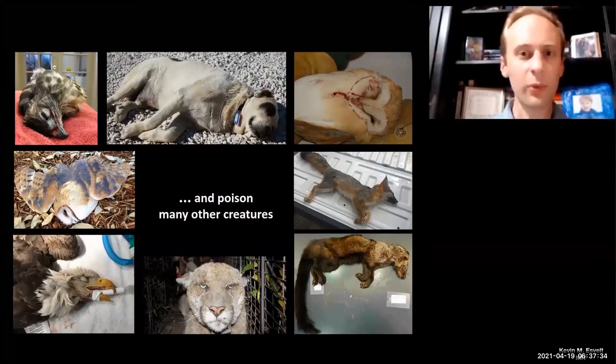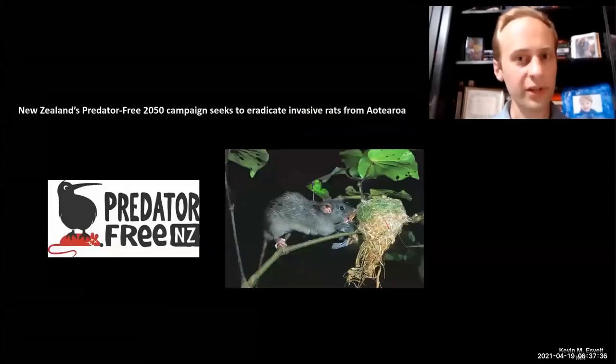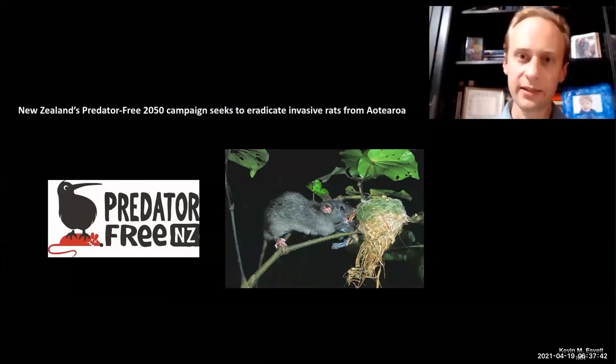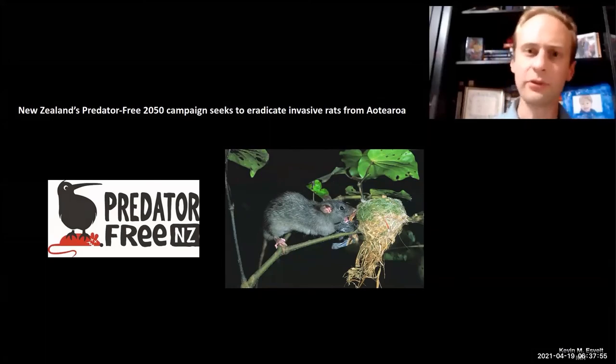And so we reached out to the city of Cambridge to see if they might be interested in guiding our research. But we also recognized that rodents are the number one cause of extinction on islands. And New Zealand has a predator-free 2050 campaign that has pledged to get rid of all invasive rats from Aotearoa. So we were aware that whatever we developed might eventually be used there.